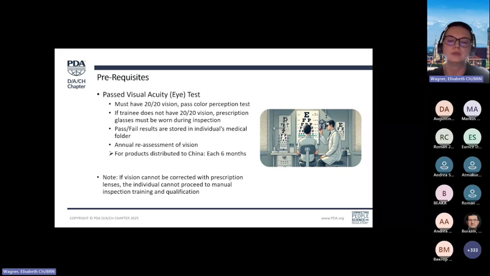And we should also be careful that there's a different requirement for products distributed to China. The visual test has then to be performed every 6 months, so on a shorter period than compared to other markets.